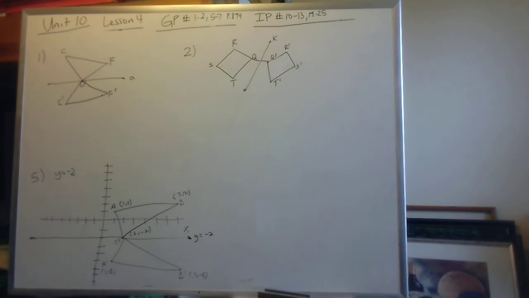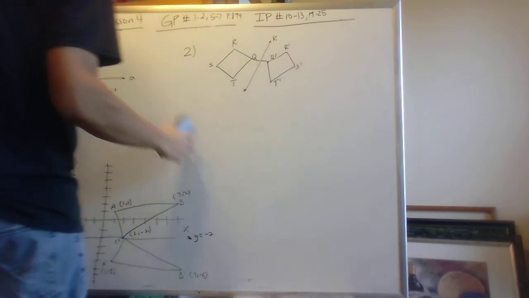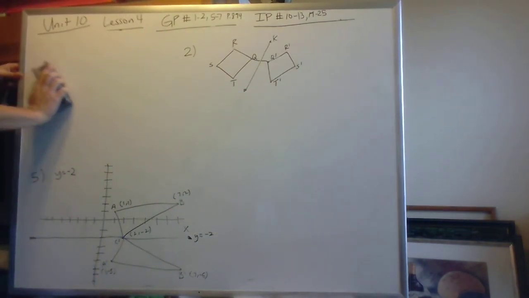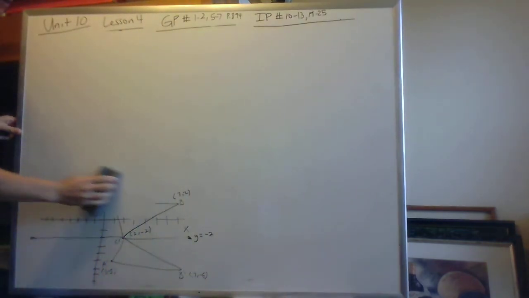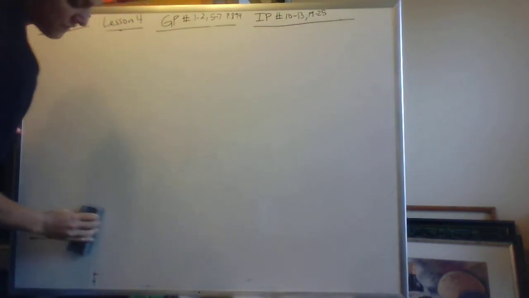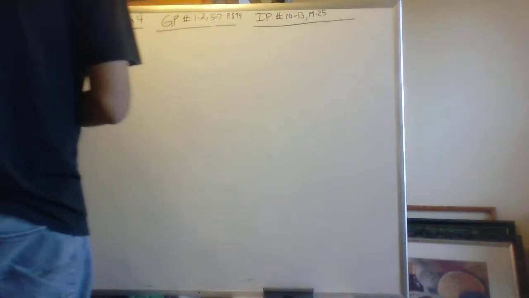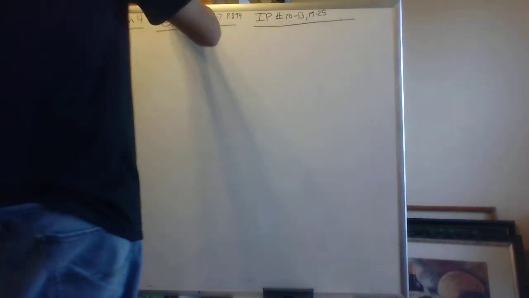I'll give you a couple seconds to write that down, and then we're going to go on to problem 6 and then 7. All right, so problem 6 is the same type of problem as problem 5. It's the same triangle. We are just going to be reflecting it over a different line of reflection. So let me draw the triangle again.